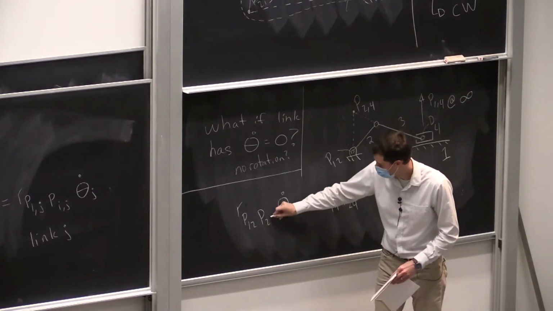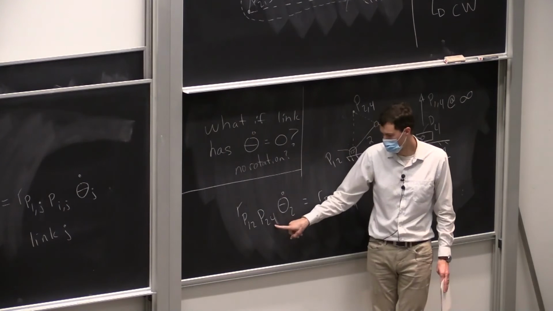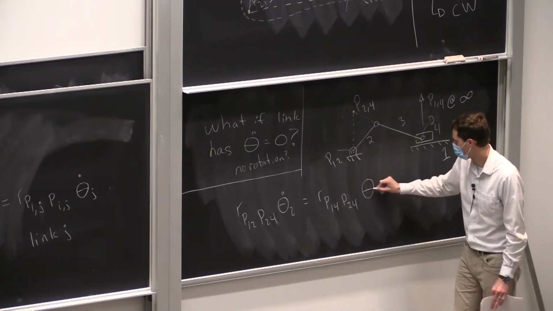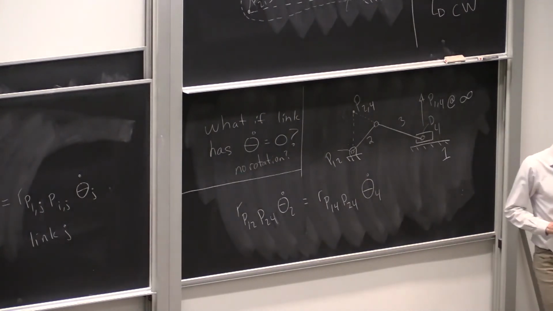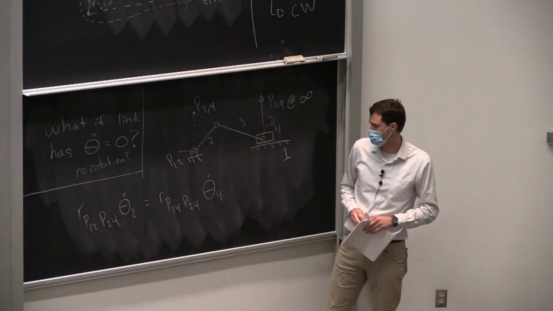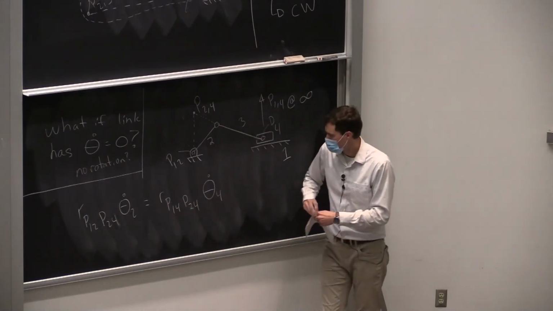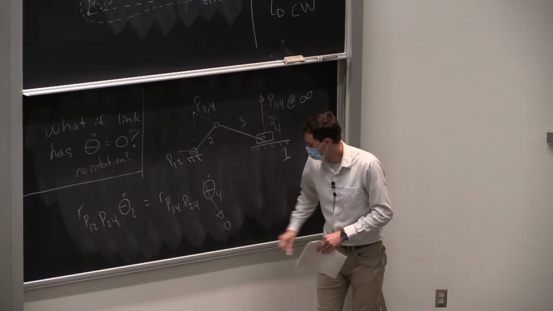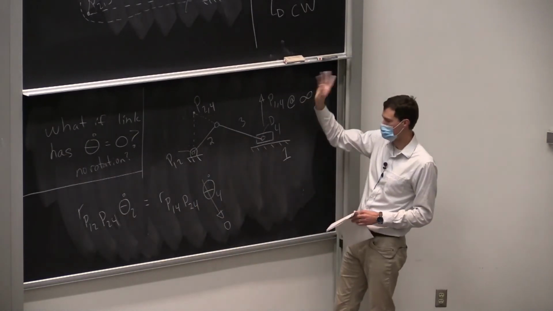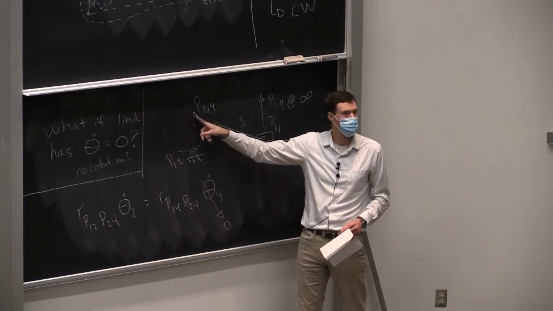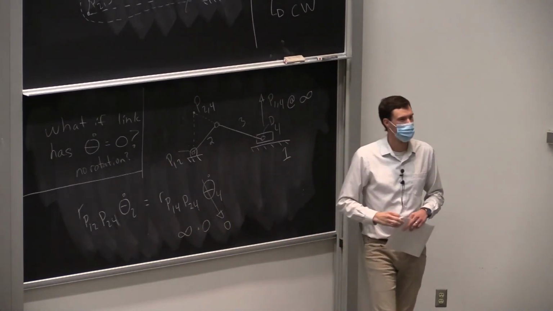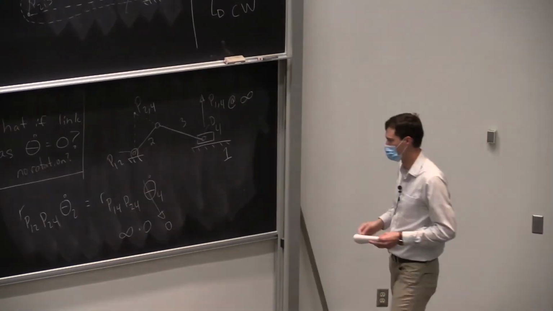I made one mistake there. It's P12P24 and P14P24. So it's the same exact equation, just changing out the subscripts. That's our transference equation. But this theta 4 dot is 0. And what is this distance? The distance between P14, off at infinity, and P24, which is here. It's infinity. So here we have infinity times 0, which could kind of be anything.